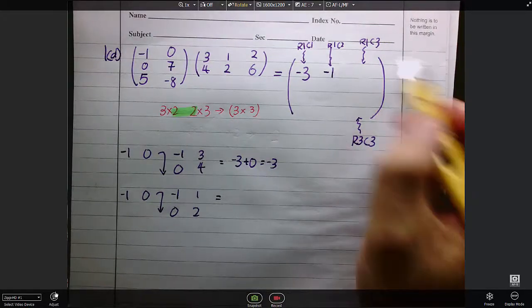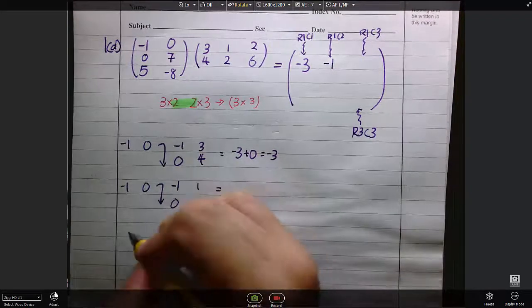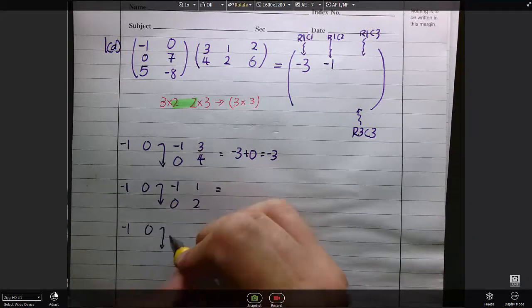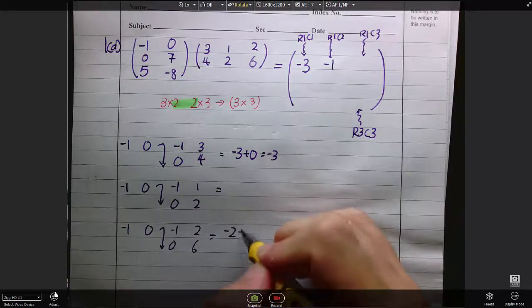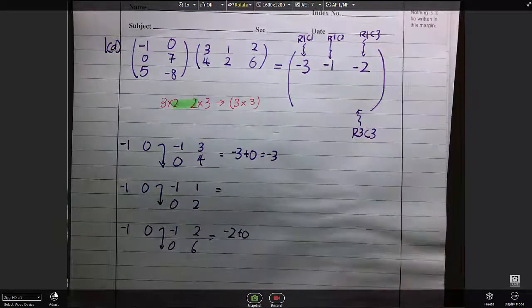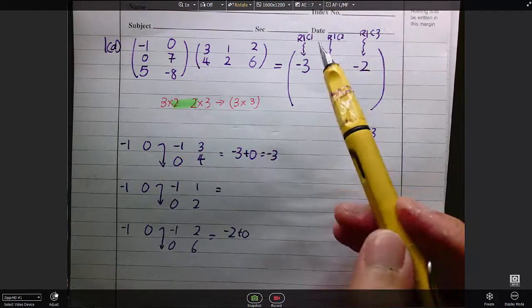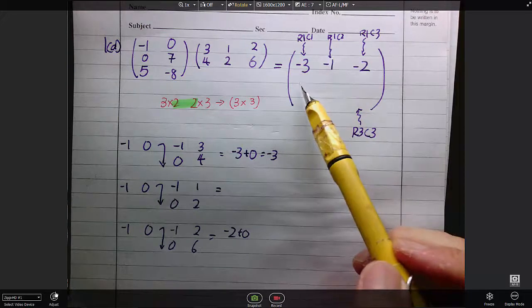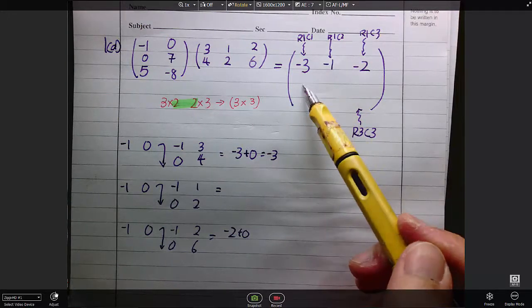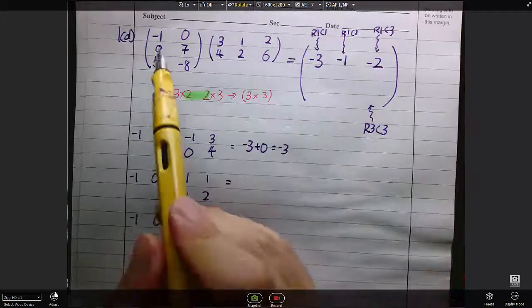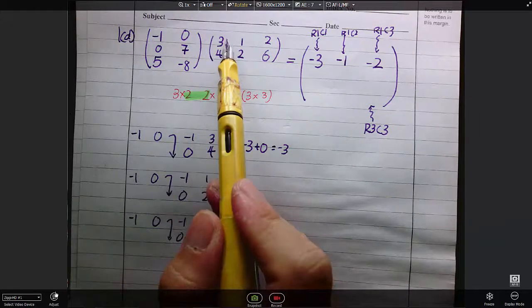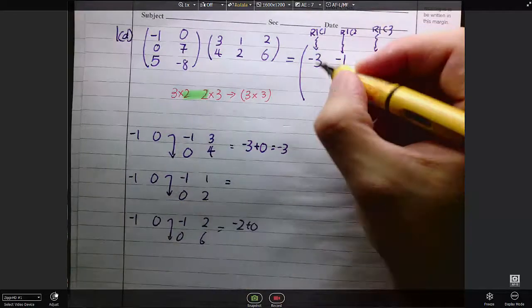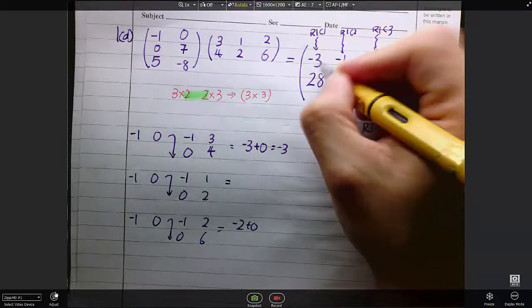Similarly, for this element, row 1, column 3, run and dive, and here is 2, 6. I get -2 plus 0. This one is -2. Okay, now we can actually start to do this by mental calculation. Here, this element that I'm pointing to now will be row 2, column 1. Run and dive will be 0 times 3 is 0, 7 times 4, 28. This one here will be 28.